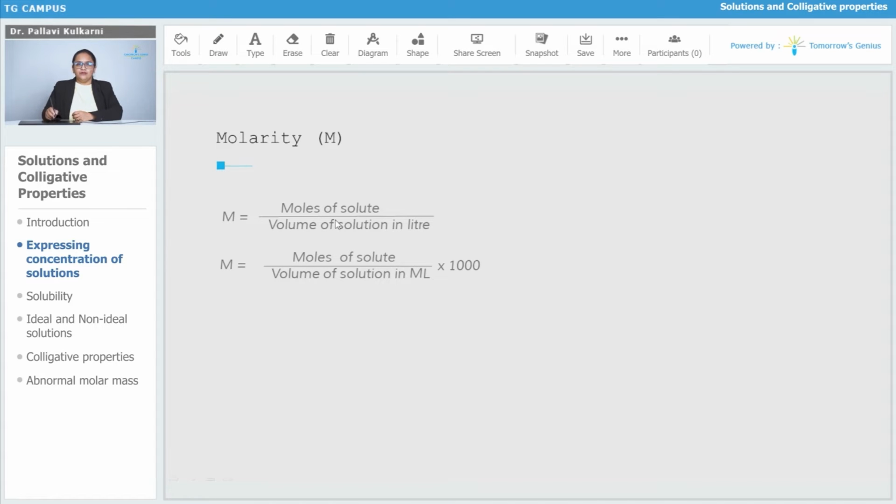So molarity is equal to the number of moles of solute in whatever volume of the solution is given. It should be in liters, right? So number of moles of solute divided by volume of the solution in liters. Sometimes the volume can also be given in milliliters, no problem at all, because we know the conversion factor: 1 liter is equal to 1000 milliliters. So even if the volume is expressed in mL, we can simply add a correction term, that is, multiply this equation by 1000. That's it.